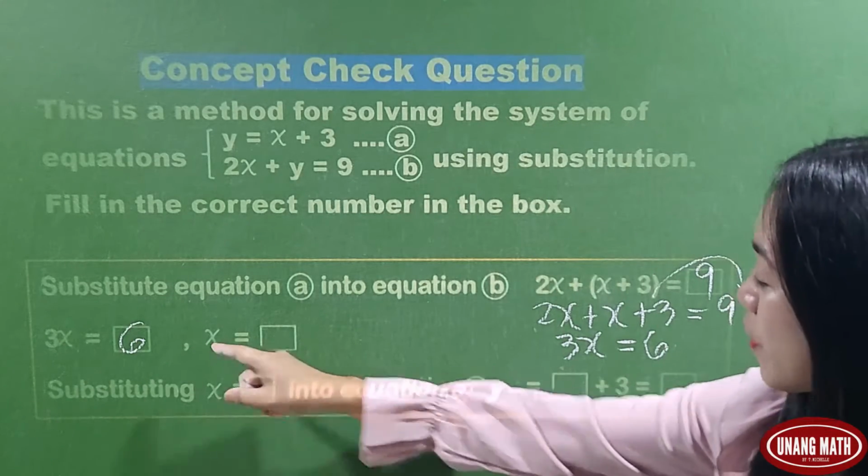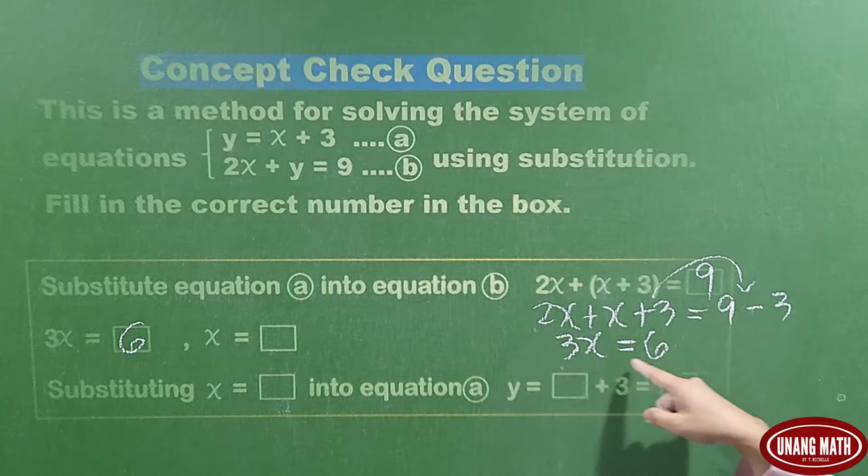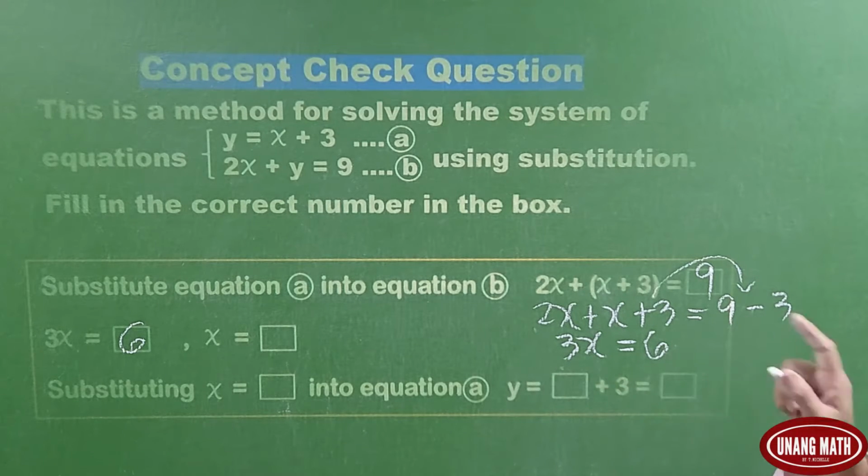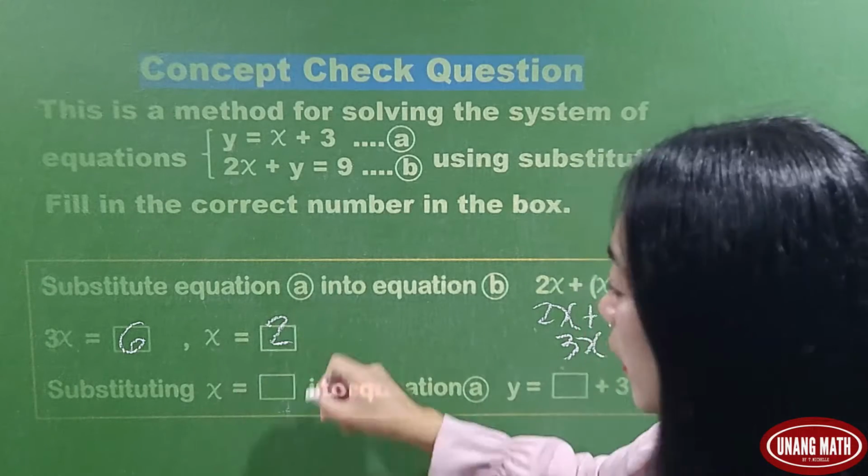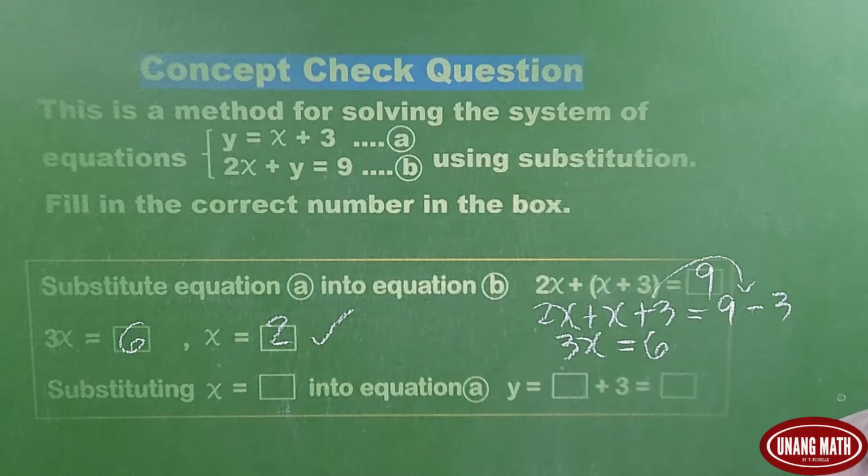And to find the value of x, we just need to divide both sides by 3. So 6 divided by 3, then x is equal to 2. So the value of x is 2.